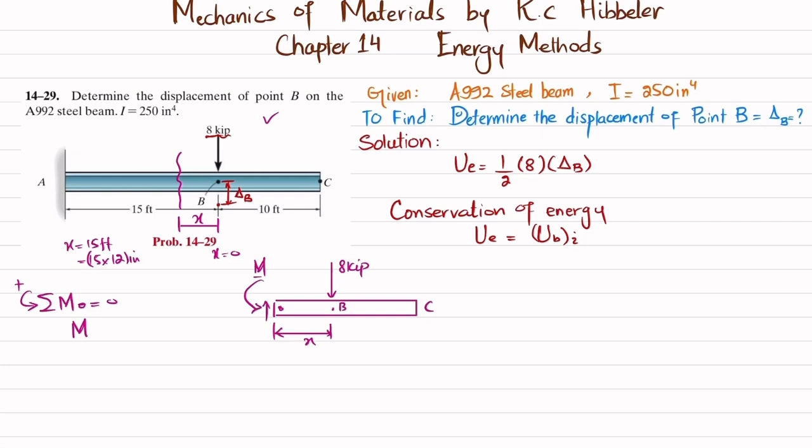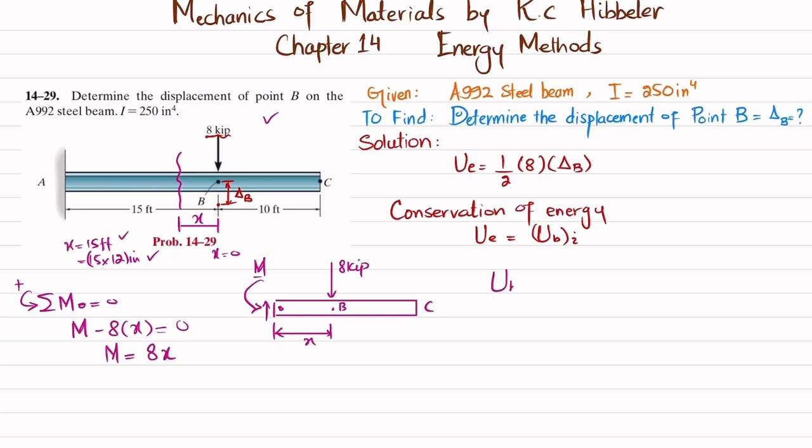And the second moment is due to this 8 into perpendicular distance X, and this is producing clockwise movement, so it will be negative. So minus 8 into X, and the sum of all these moments will be equal to 0. So it means that this reaction moment, your internal moment, will be equal to 8X, clear? And X you can take either in feet or inch, but we will take this in inch.